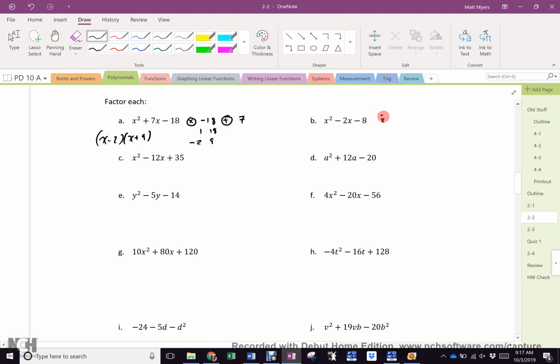What do I got to multiply to? Minus 8. What do I got to add to? Minus 2. Is it 1 and 8? No. Is it 2 and 4? Yes. How? 2 minus 4, right? So it is x plus 2, x minus 4, right? Okay, you do C. Go.